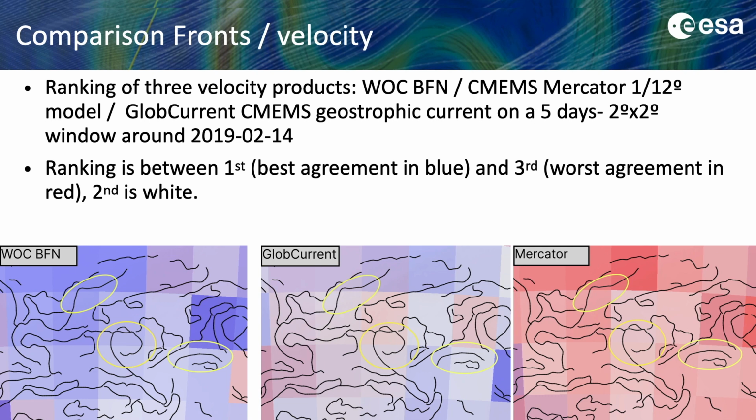We show here the mean ranking on a 5-day window for the 3 velocity products shown before. The ranking values range between 1, first, for the best product in blue, and 3, so last, in red, for the product with the worst agreement. As expected from the visual inspection we did before, the work BFN, so the first product on the left, shows the best ranking in blue, and the Mercator model differs the most from the fronts.